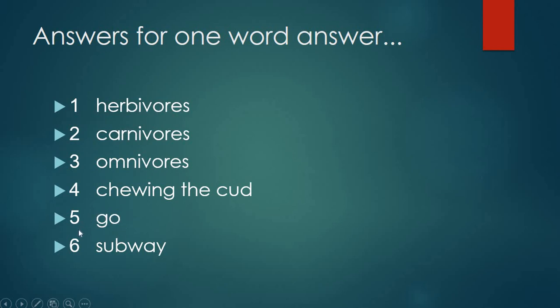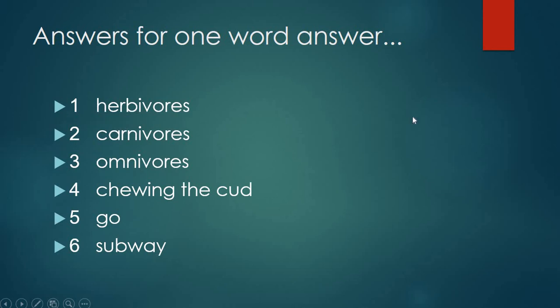Second last answer, go. If you remember, green light indicates go. There should not be a spelling mistake, because now you are in 3rd standard, so you should know the spelling of go. Then the last answer is subway. Many of them are writing it wrongly. It should be subway. Check the spellings. So now 6 marks for all these 6 answers.